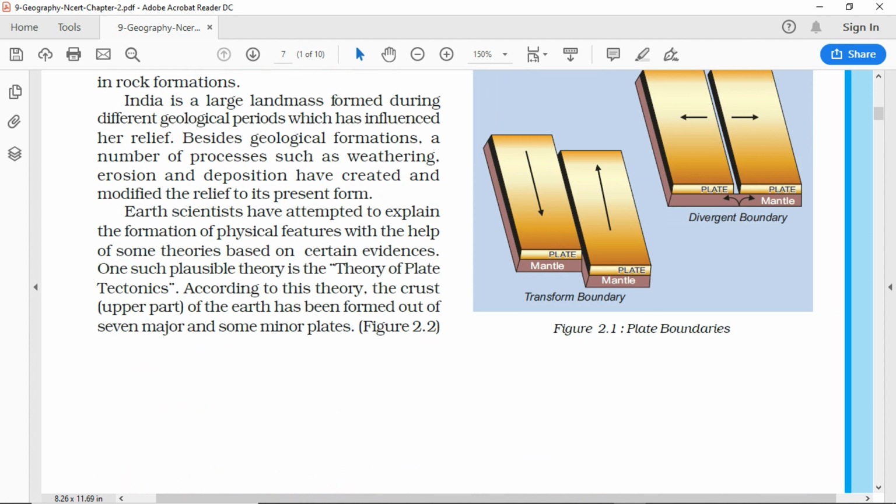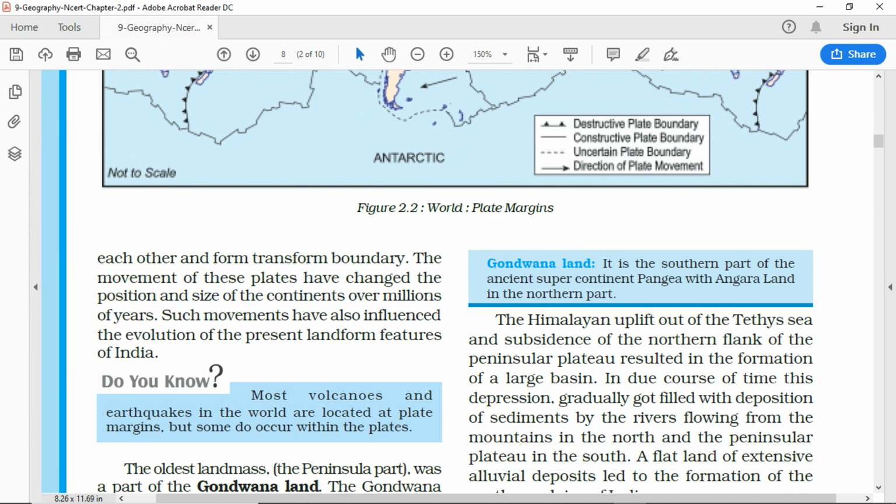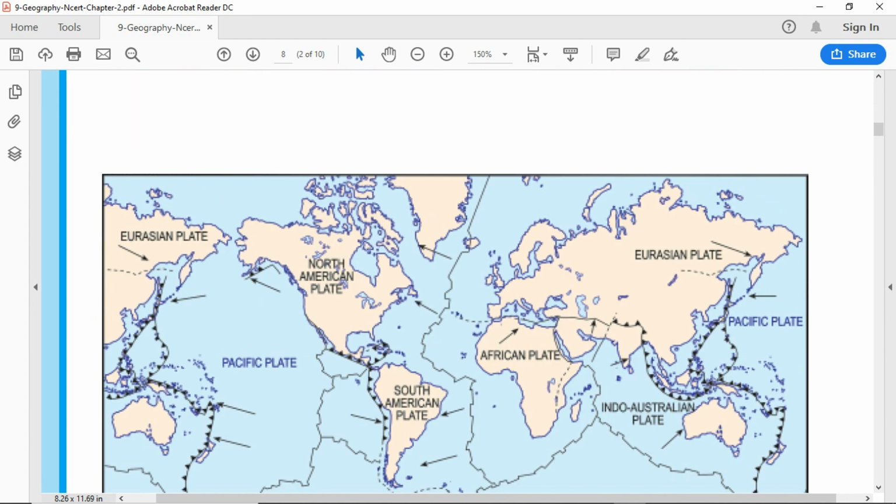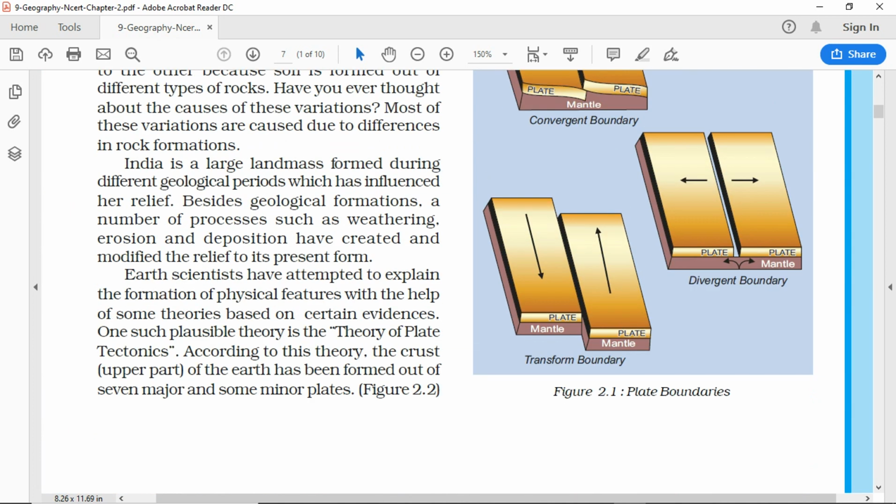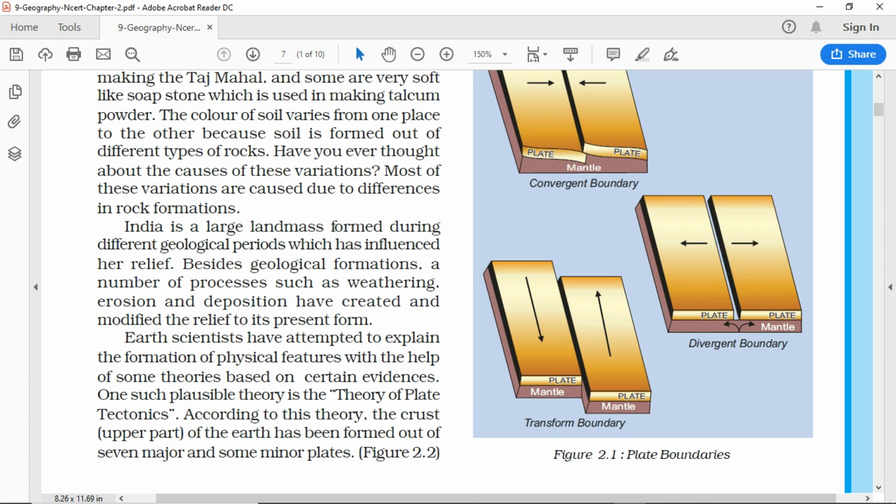Divergent boundary, mantle, convergent boundary, plate, plate, plate, plate, mantle, transform boundary, mantle. Figure 2.1, plate boundaries.